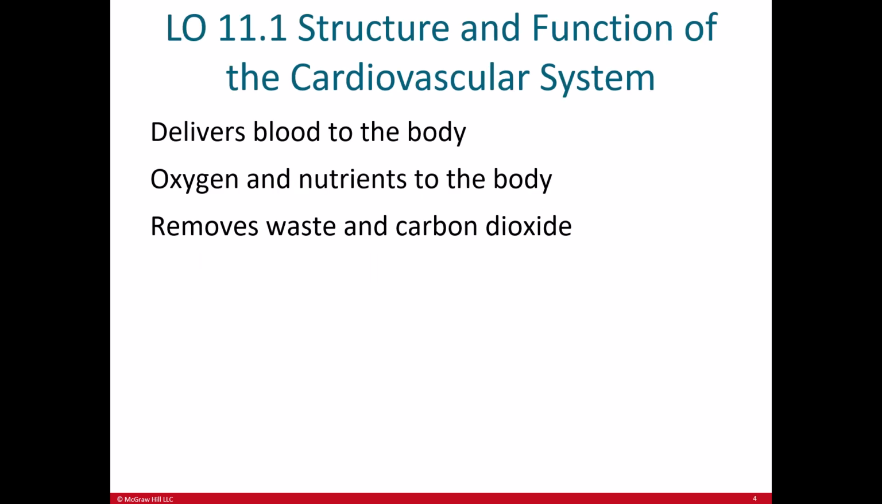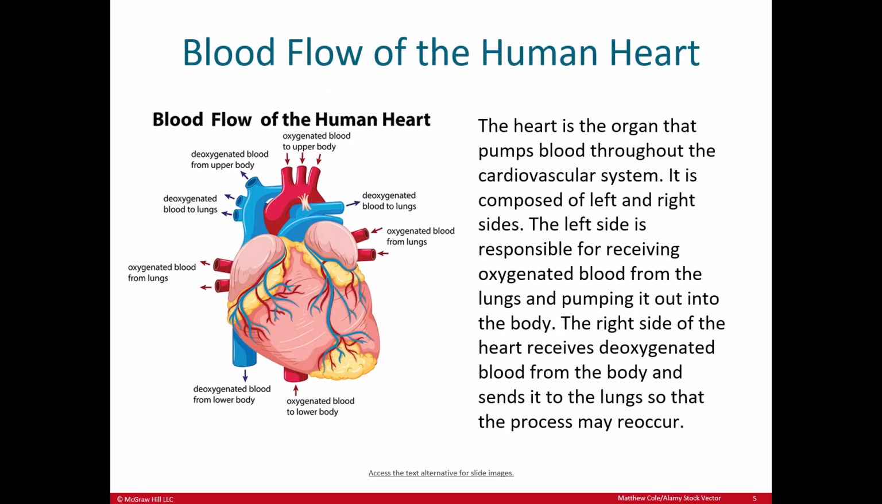Learning outcome 11.1, structures and functions of the cardiovascular system. As we know, the cardiovascular system is responsible for delivering blood to the body. It also carries nutrients and oxygen to the body, as well as removes waste and carbon dioxide. Let's discuss the blood flow of the human heart. The diagram here shows the process of blood flowing in the human heart with 8 labels clockwise as follows.